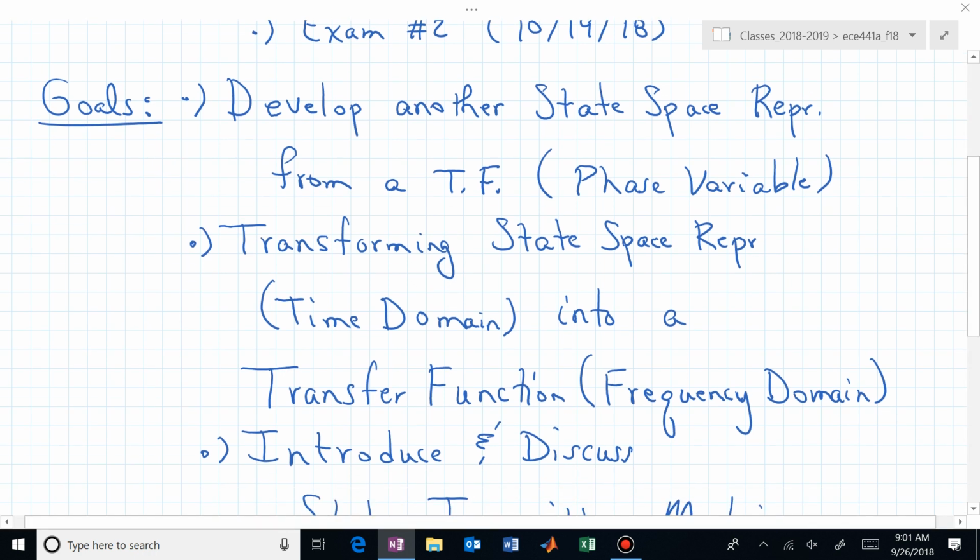Today what I want to do is talk about another way to find a state space representation, creating another block diagram. We've already said that state space representations are not unique. We can have a different state space representation for the same system. You might have one, somebody else might have another, but they may be equivalent in the sense that input-output wise they look the same.